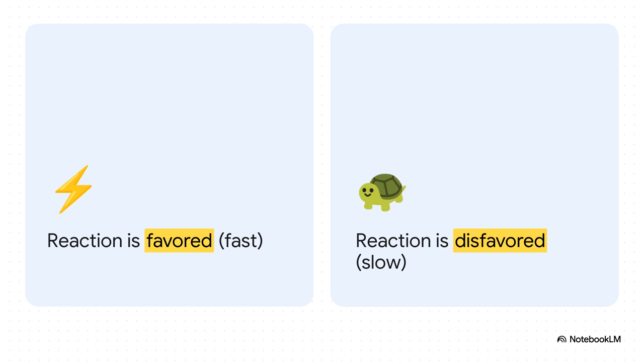Now, before we get into the real nuts and bolts, there's a super important distinction we need to make. When Baldwin talks about reactions, he uses the terms favored and disfavored. Now, you might hear disfavored and think, oh, that means it's impossible. But actually, that's not quite right. These terms are used in a strictly relative sense.